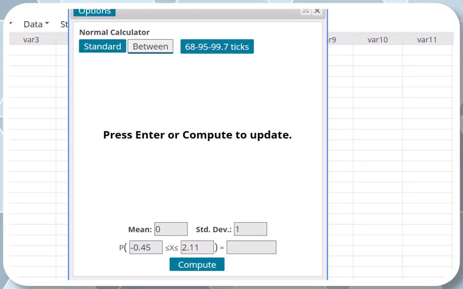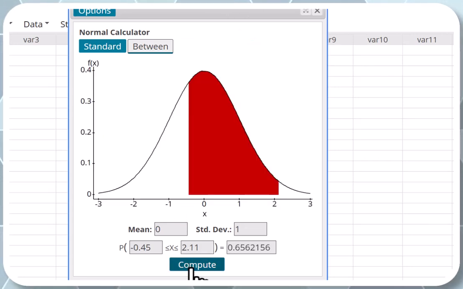So next question is to find the area under the normal curve between -0.45 and 2.11. So you go to the normal calculator, and here it is. The answer is 0.6562.